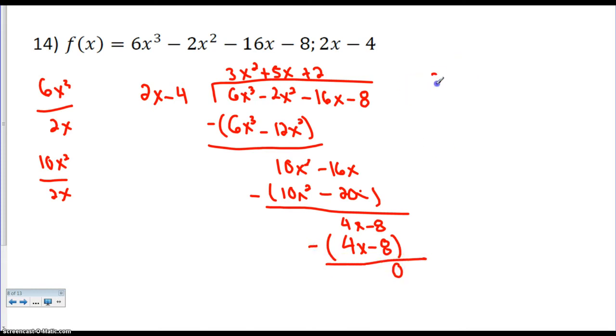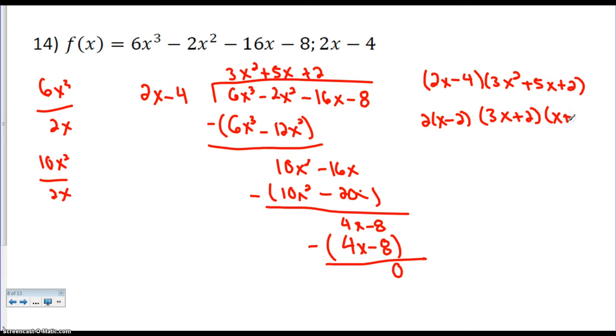So right now my factored form is 2x minus 4 times 3x squared plus 5x plus 2. And I know that a 2 goes into both of those, so I can do 2 times x minus 2. Then this factors out to be 3x plus 2 times x plus 1. The next one, number 15, is similar to this, so you guys can try that.